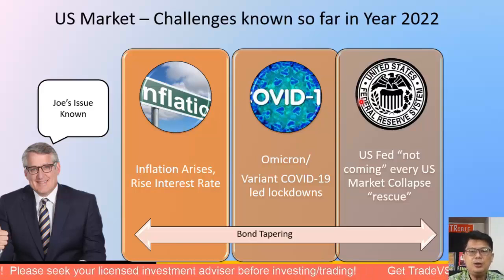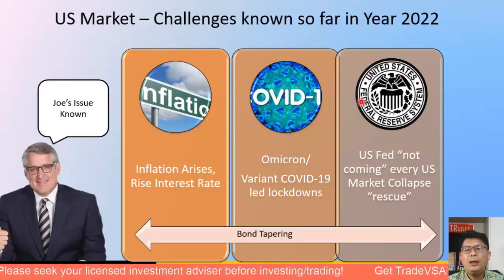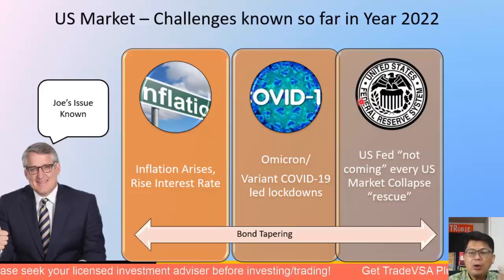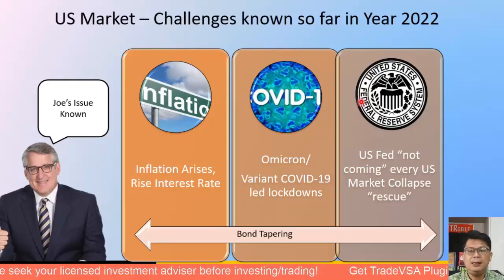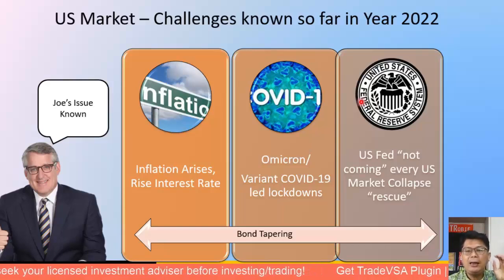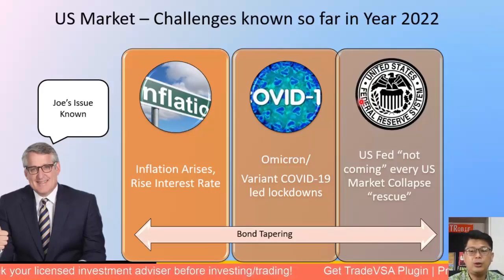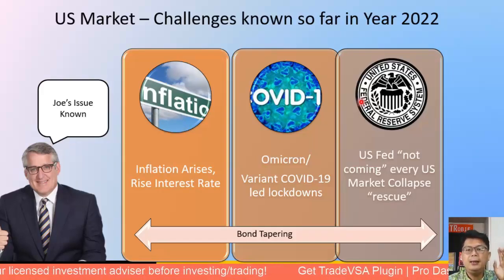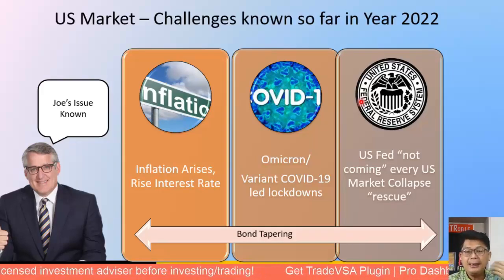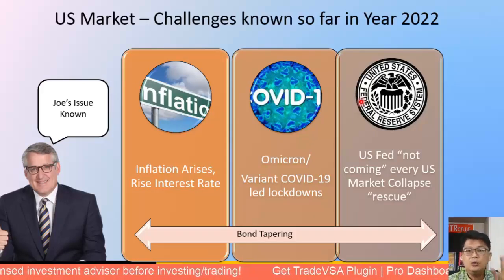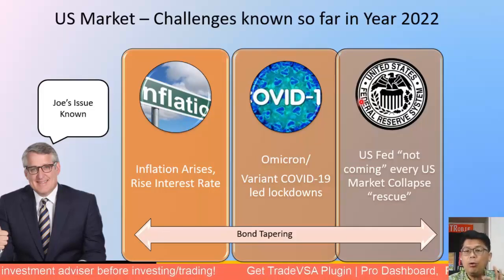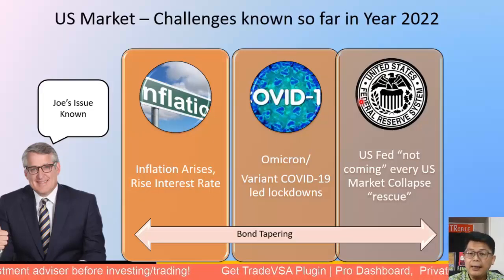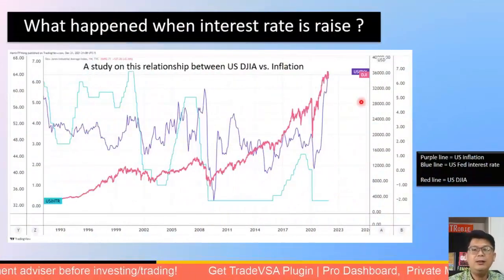But the third challenge that we see in 2022 is whether the US Fed is not coming to rescue every US market collapse. That means whenever the market goes through a big correction or a big sell-off, will the US Fed come in and do bond buying, or buy fewer bonds, or do quantitative easing? So these are the challenges which we should know in 2022. If you know these three issues, then you will know whether this market is likely to go higher or fall lower. Let's take a look at it further now.